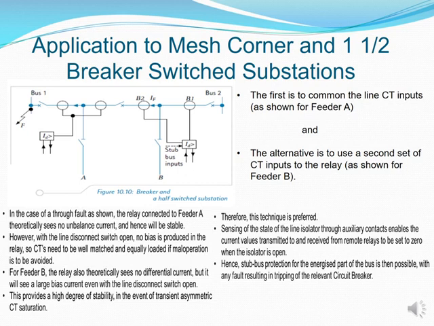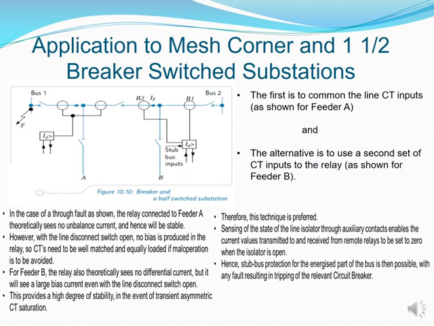If you now look at your feeder B, the relay theoretically sees no differential current as well, but it will see a large bias current when the line disconnect switch is open. And this provides a high degree of stability in the event of transient asymmetric CT saturation scenarios. Therefore, the technique of feeder B is what would be preferred.